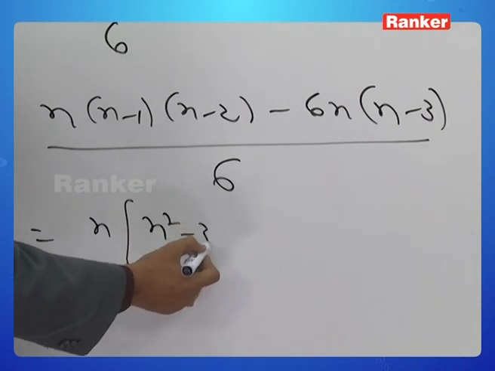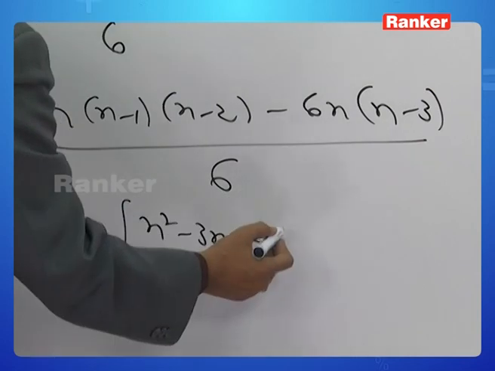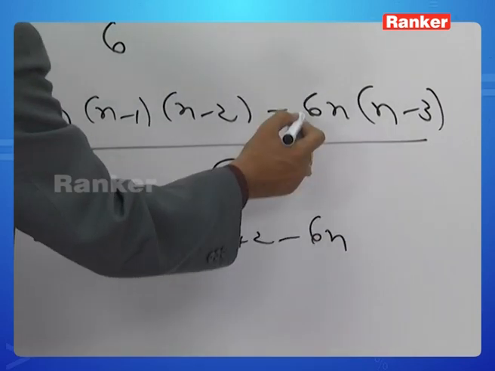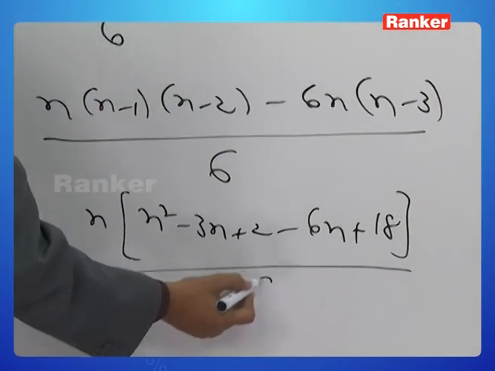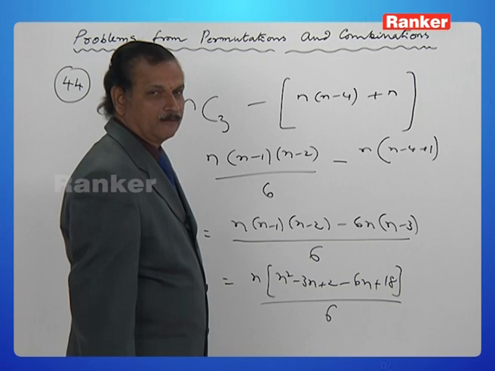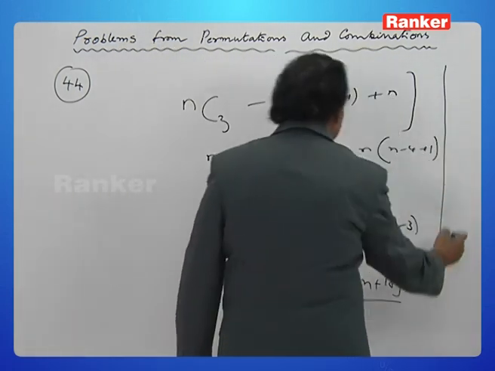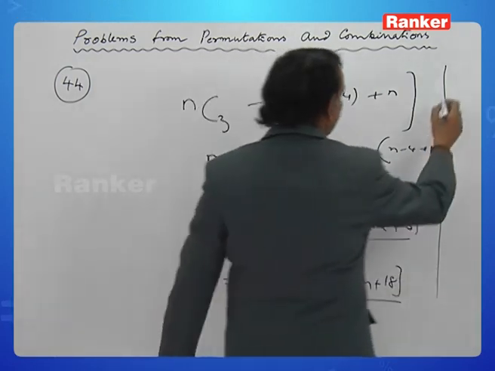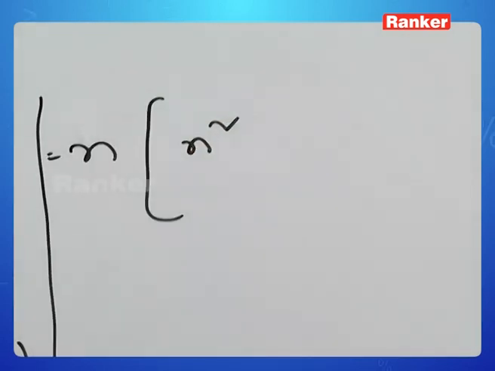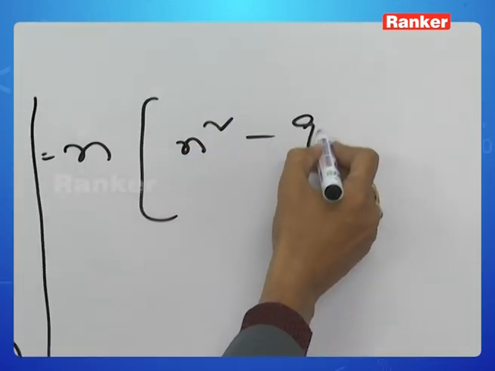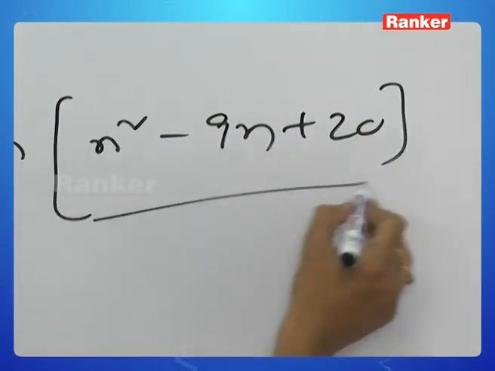That is n square minus 3n plus 2 minus 6 into n minus 3, 6 into n minus 6n, 6 into 3 plus 18 by 6. What are we going to have? This is n into n square minus 3n minus 6n minus 9n plus 2 plus 18 plus 20 by 6.